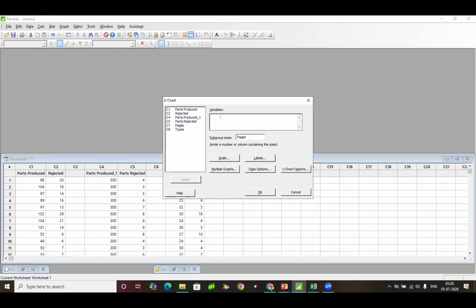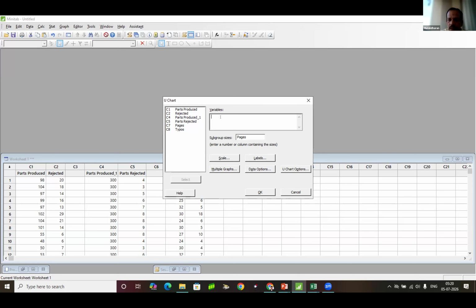Okay. Muralidhar, you can do one thing. You delete all the things. Only copy that part: pages and typos. You can delete everything from C1 to C8. Yes, okay, copy typos only and pages. Yes. One minute, I'll do that. Then you get. One minute. Now I'll try.